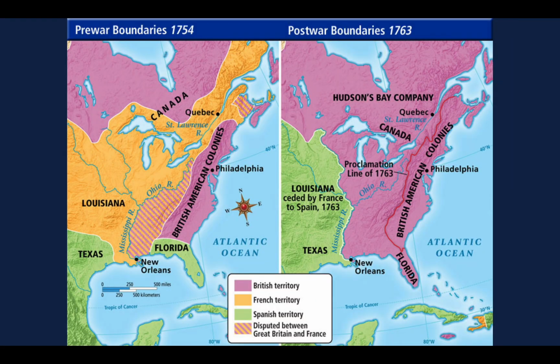So again, here are those 2 maps showing the boundaries before the war and then after. And as you can see here, this is the land that the French had to relinquish. Louisiana was given to Spain, and we saw with westward expansion that that land was kind of bounced back and forth between Spain and France and ultimately the United States with the Louisiana Purchase. But clearly the big winners here are the British. They claim all of this new land, but again, they're not allowed to move west of that pink line there, the Proclamation Line of 1763.